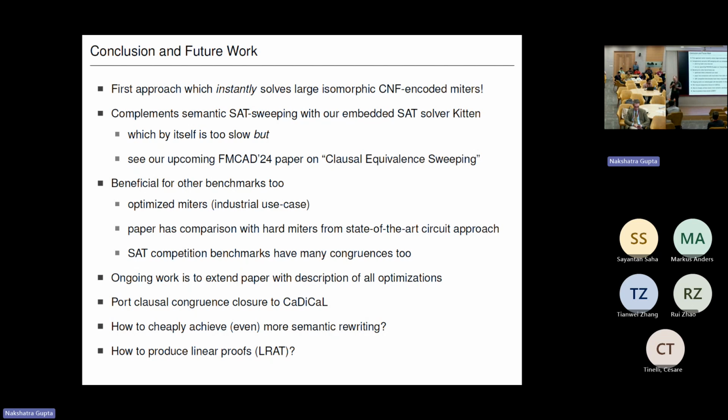Okay, let's thank the speaker again. So the next and last talk of this session will be given by Robin Coutelier about lazy implication in chronological backtracking.